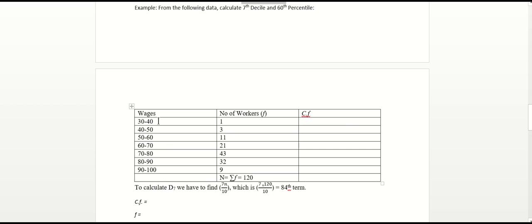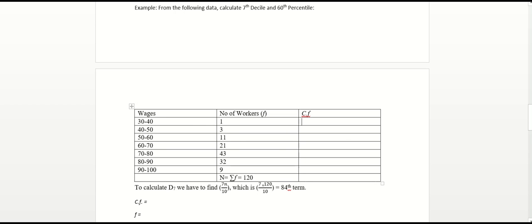In case of continuous series, you are given this range: 30 to 40, 40 to 50. The workers who are getting wages between 30 to 40, there is one worker. Then 40 to 50, there are three workers. 50 to 60, there are 11 workers, and so on. The total number of workers you can see here is 120. So it is a continuous series.